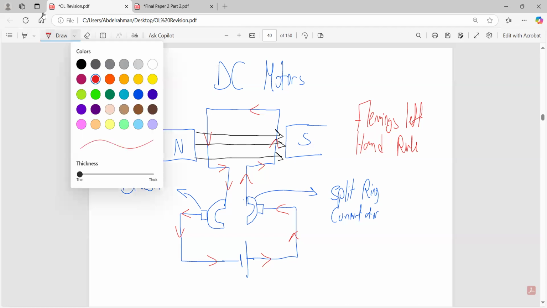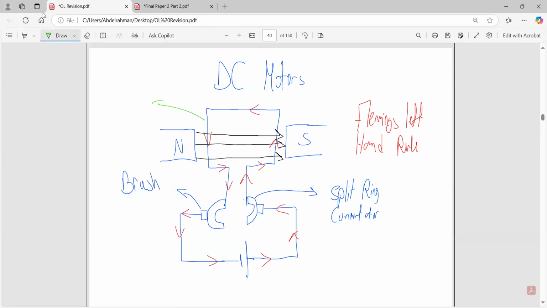So if I ask you in which direction this part of the coil will move, this would move out of the page. What about this part? It would move into the page. Again, why? Because using Fleming's left-hand rule, the magnetic field is moving towards the right and the current is moving downwards. Therefore, the force on this part of the wire would move out of the page.